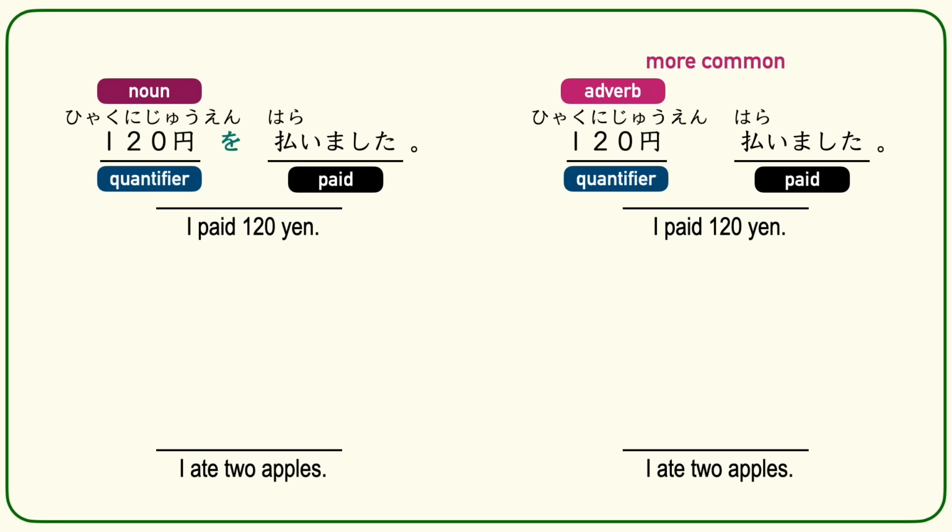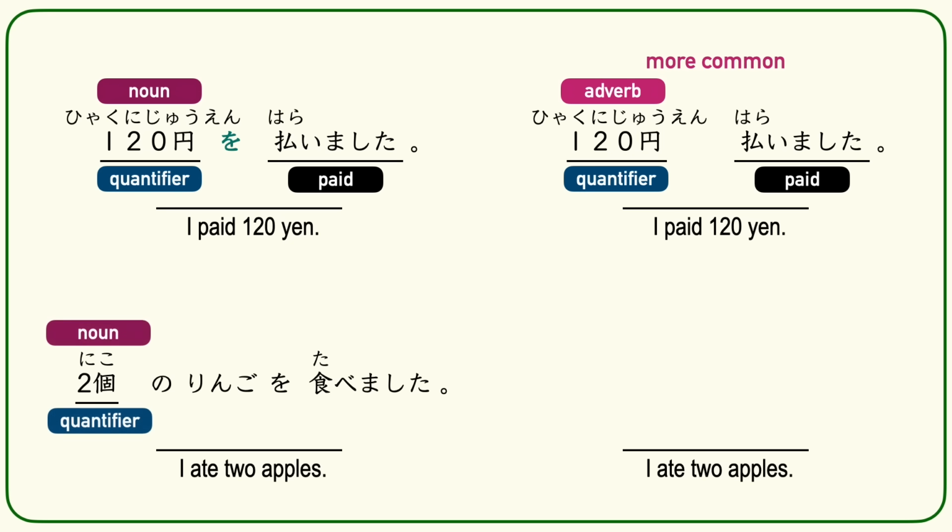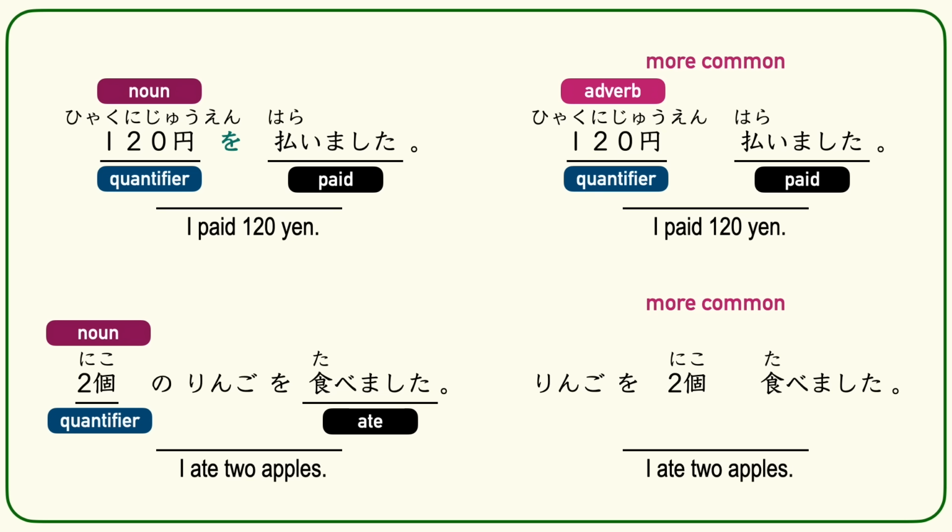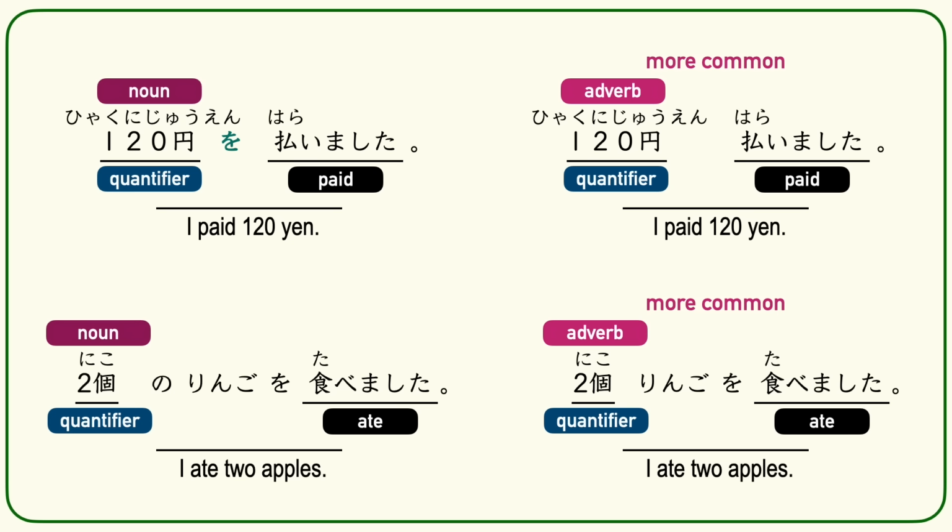I ate 2 apples. 2個のリンゴを食べました. This is fine. But more commonly, リンゴを2個食べました. And because this 2個 is used as an adverb, you can also move it to the front of the sentence. 2個リンゴを食べました.